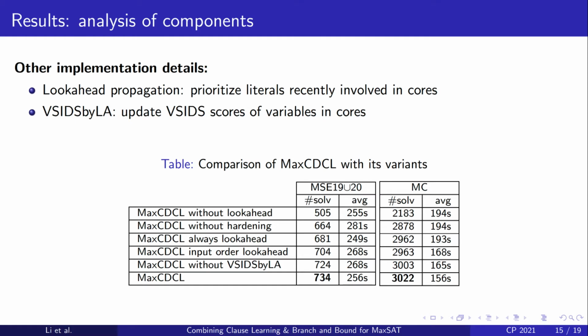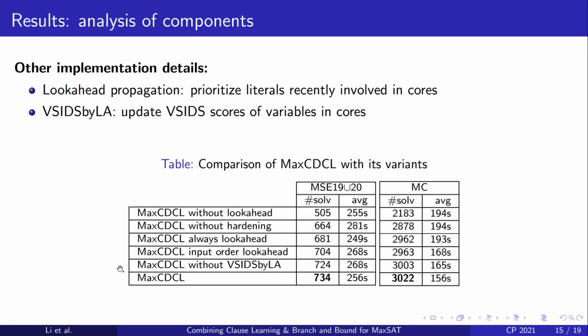So in this first experiment, we analyze the different features that are included in our solver. The last row is the full solver with all the features, and we can see that in this first set we solve 734 instances, and in this other set 3022 instances.